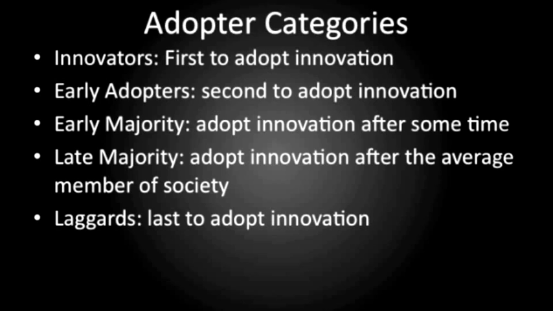Late majority. Individuals in this category will adopt an innovation after the average member of the society. These individuals approach an innovation with a high degree of skepticism and after the majority of society has adopted the innovation. Last but not least, the laggards are the individuals who are last to adopt an innovation. Unlike some of the previous categories, individuals in this category show little to no opinion leadership.